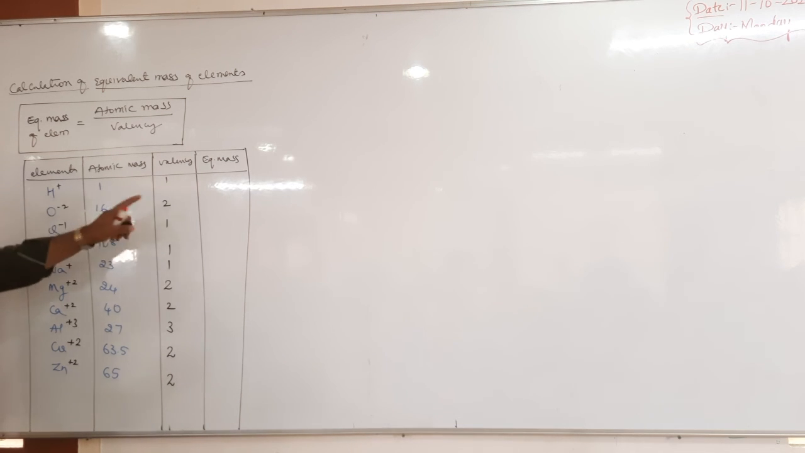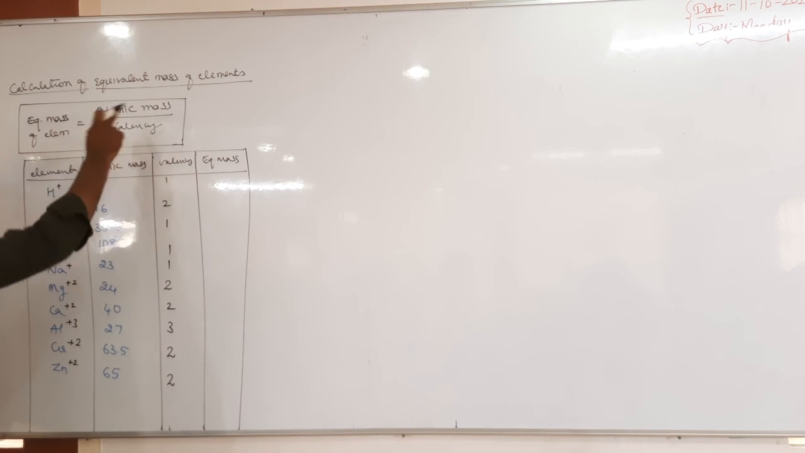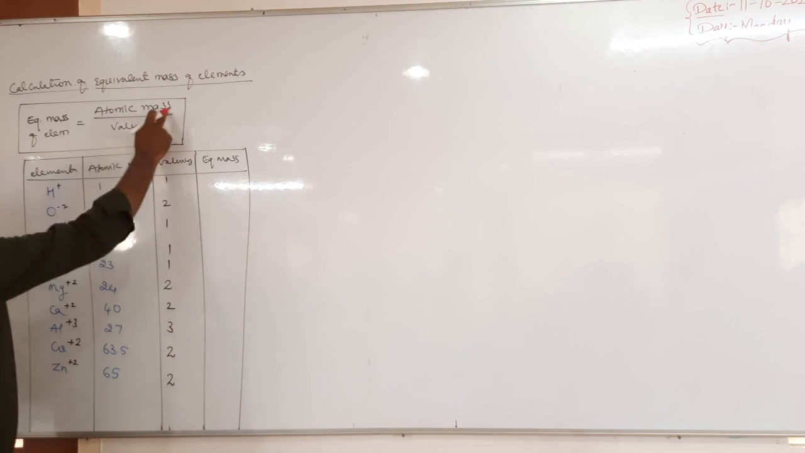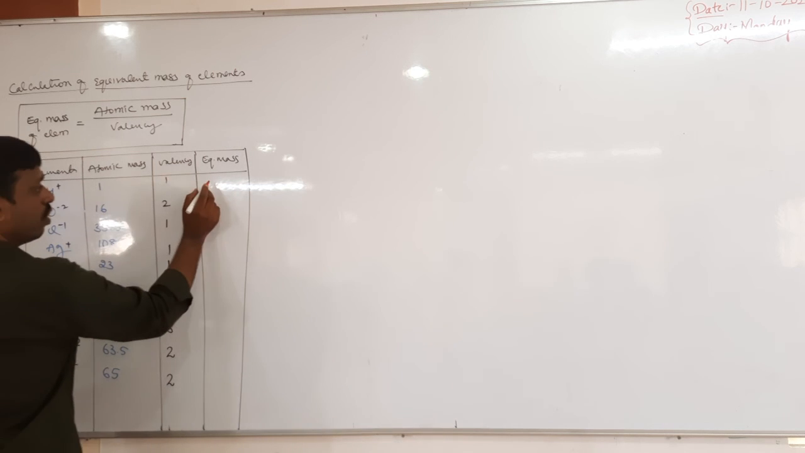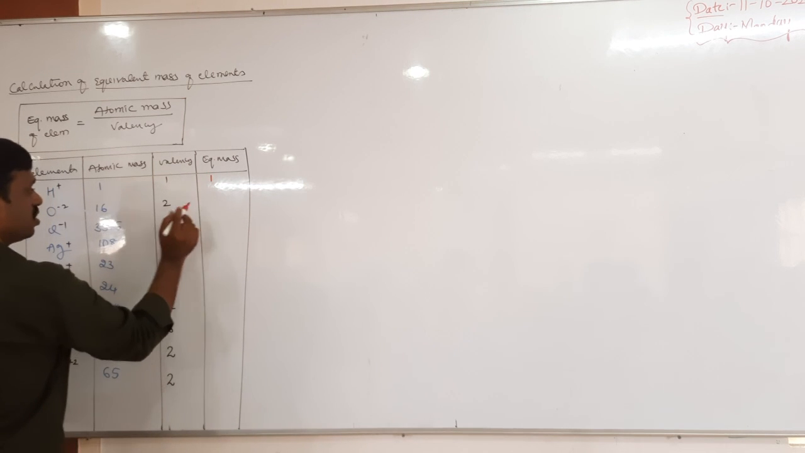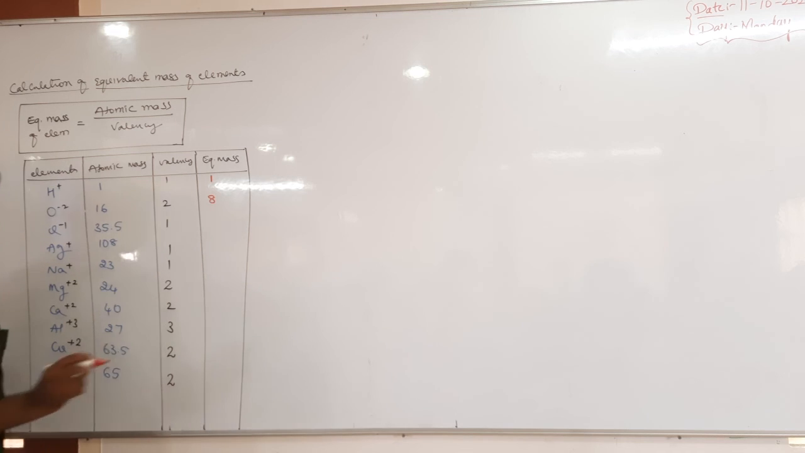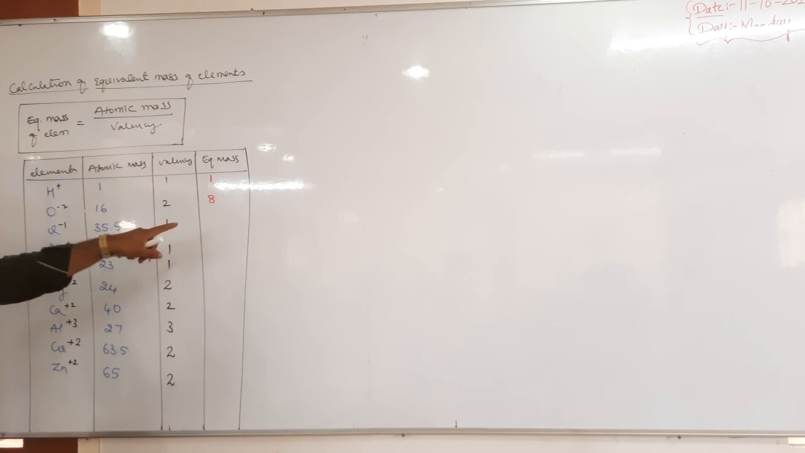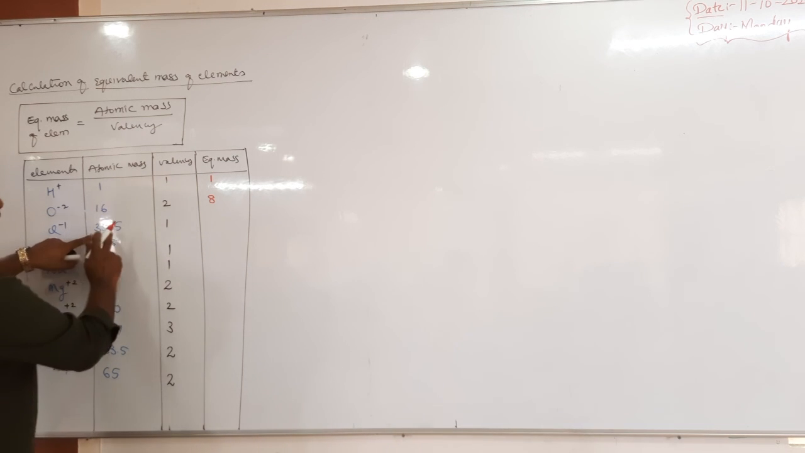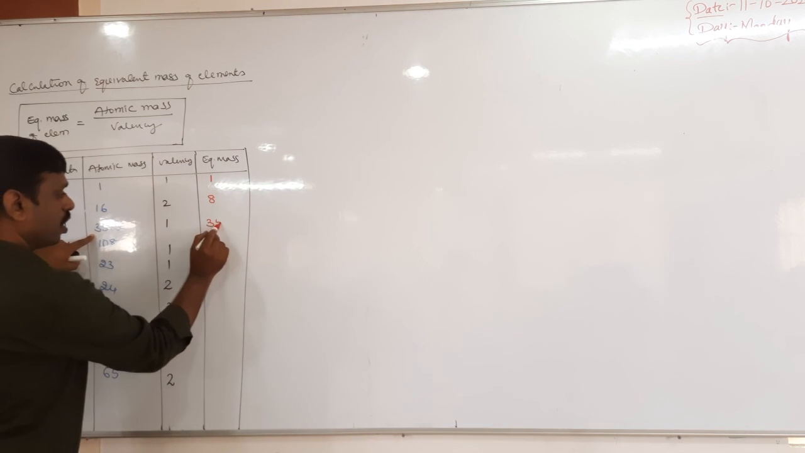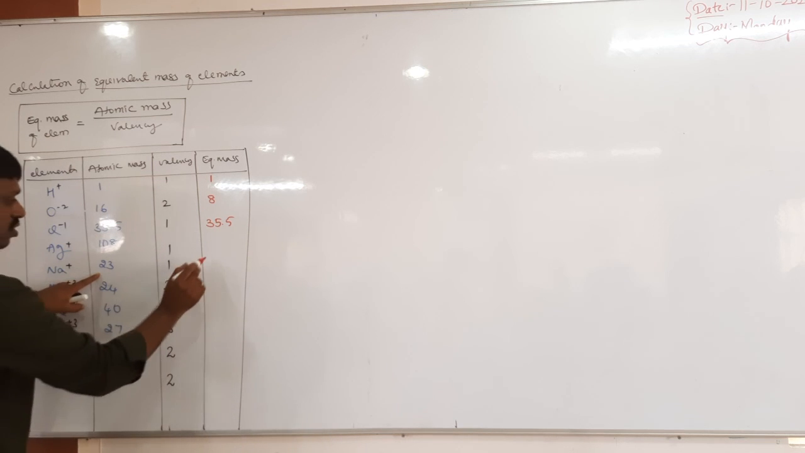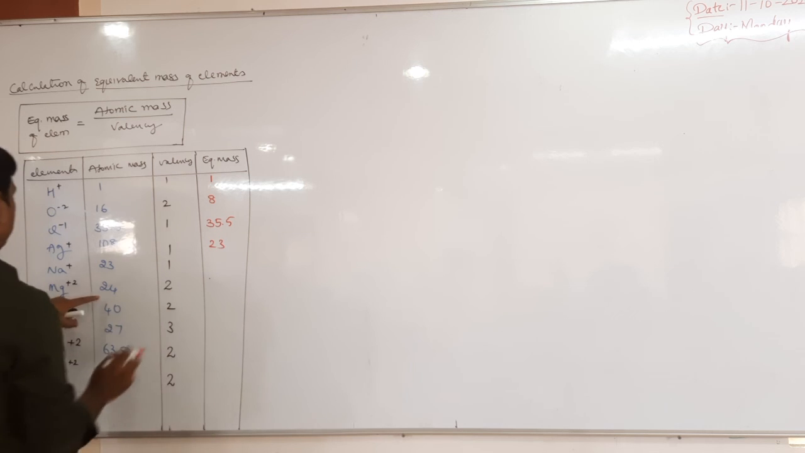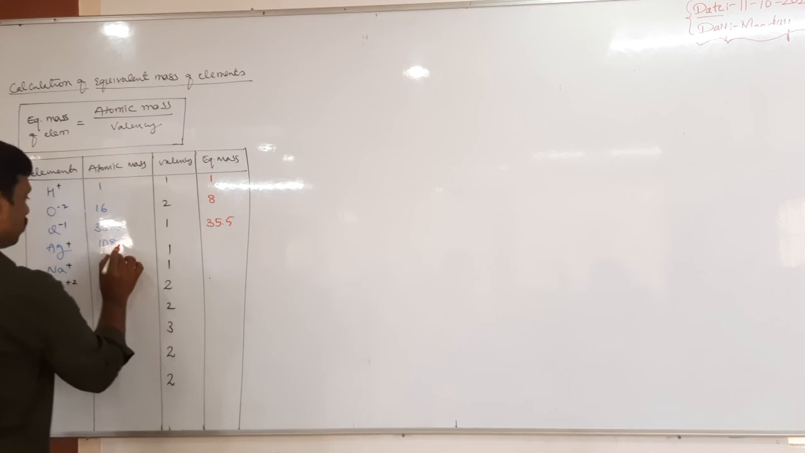So, atomic mass and valencies. If you know the atomic mass and valency, you can calculate the equivalent mass. For hydrogen, atomic mass is 1, valency is 1, so 1 by 1 is 1. For oxygen, atomic mass 16, valency 2, 16 by 2 becomes 8. Next, chlorine: 35.5 by 1 is 35.5. Magnesium: 24 by 2 is 12.